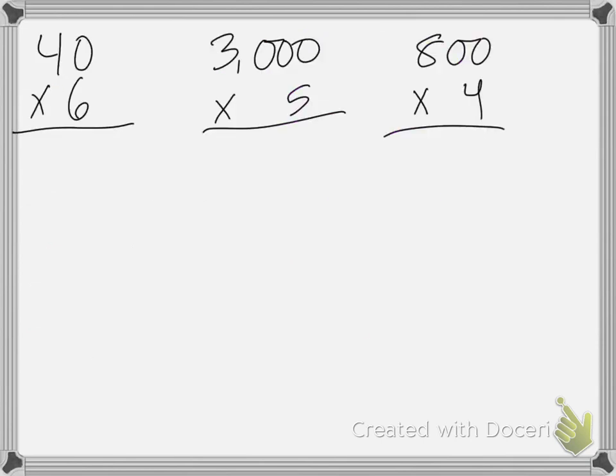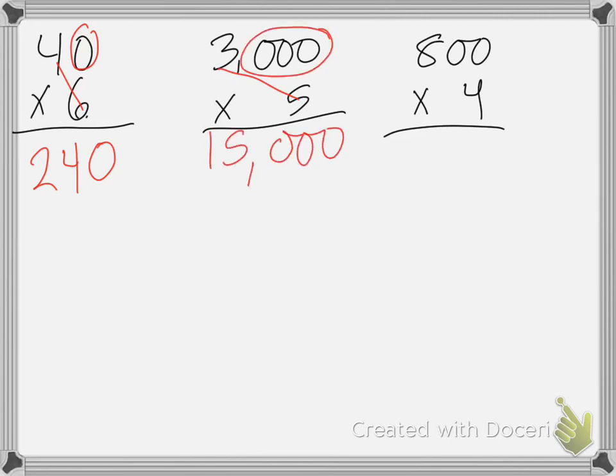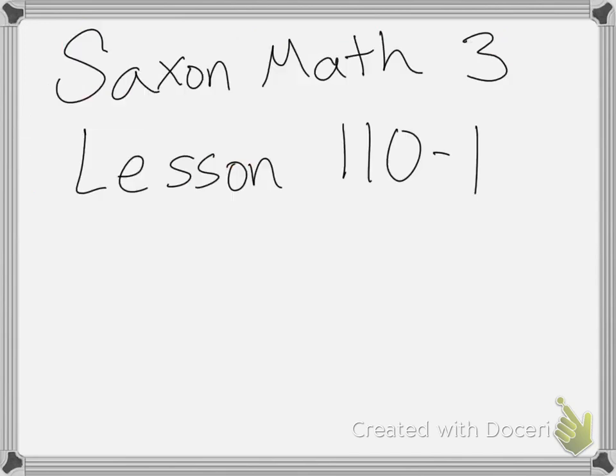Okay? You can also write these problems in this manner, but it's still going to do the same thing. So 40 times 6, we think 6 times 4 is 24, and then add the 0 at the end. 5 times 3 is 15, and I'm going to add 3 zeros at the end. Okay. For 800 times 4, 4 times 8 is 32, and I'm going to add 2 zeros at the end. Okay, so 3,200. Okay, and that's it for this lesson.